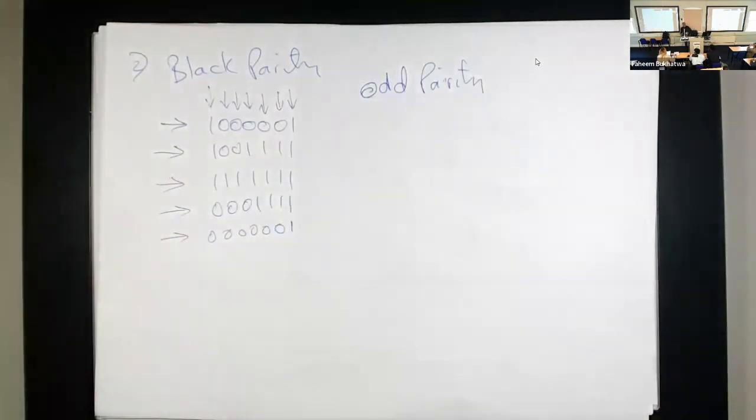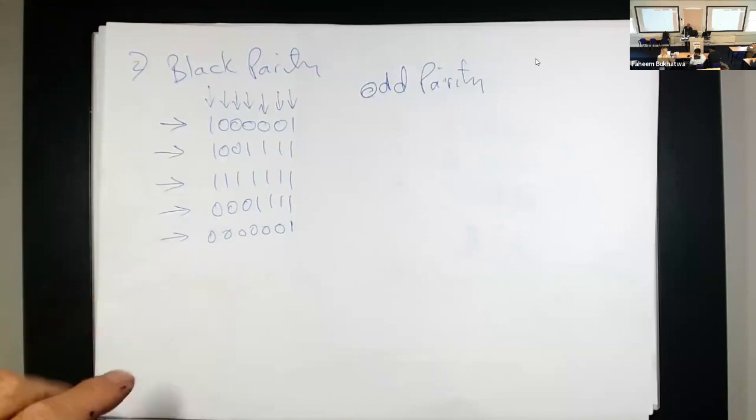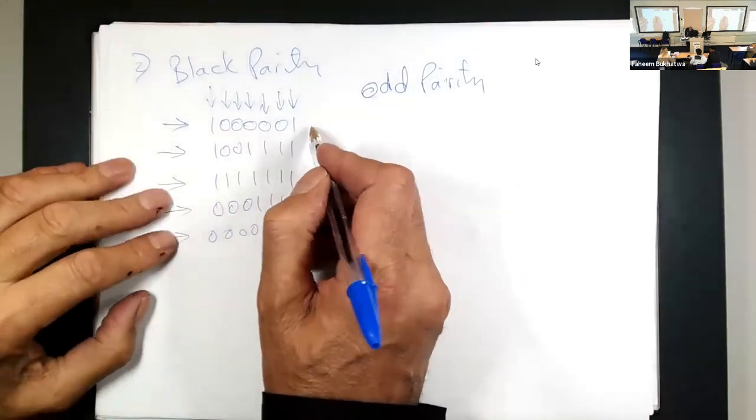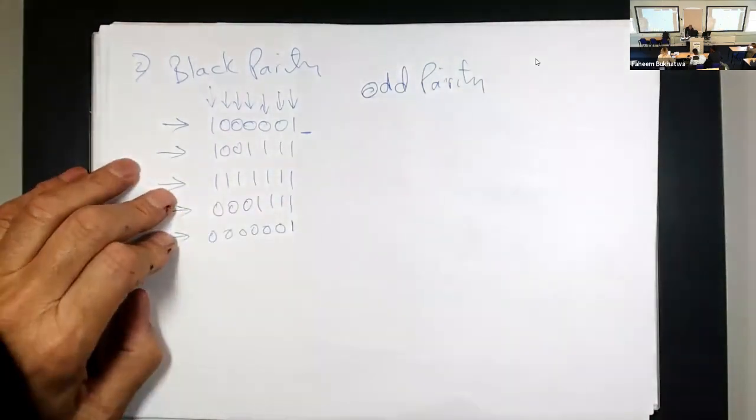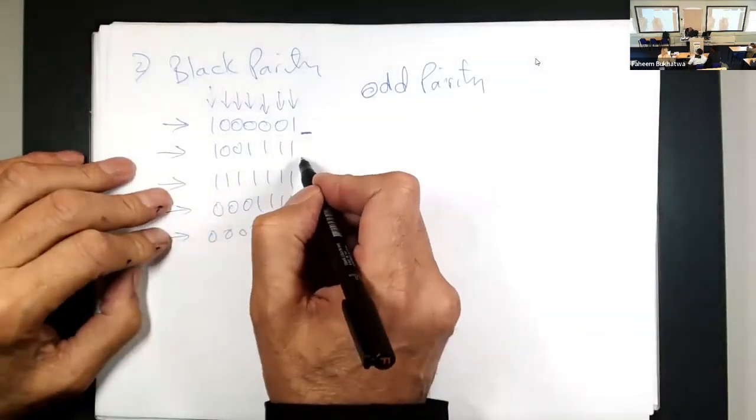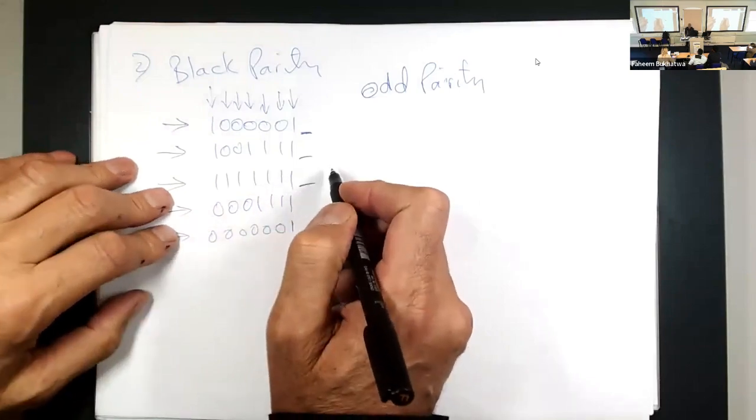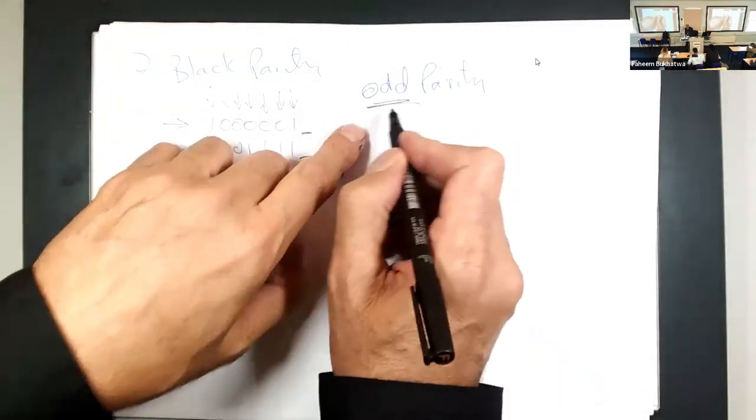Who wants to work this out for me? Who has not participated? You are the sender now, you want to add a parity bit here. What parity bit will you add at the end of every byte? This is odd parity.